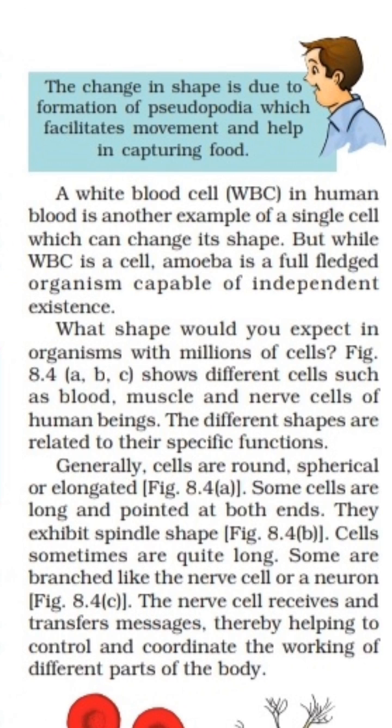But a white blood cell is only a cell. Amoeba is a full-fledged organism capable of independent existence. WBCs are present in our human body, but amoeba is an organism which is capable of independent existence.